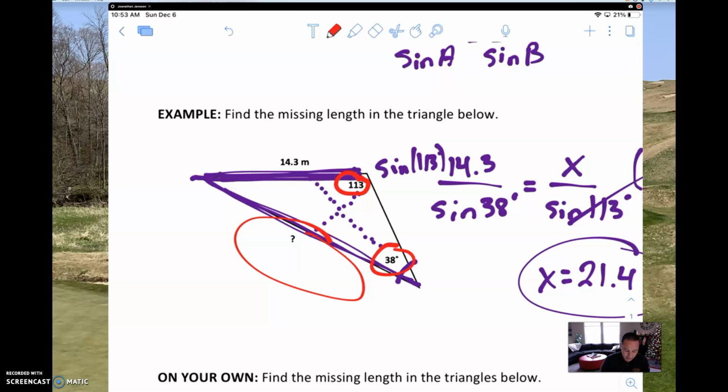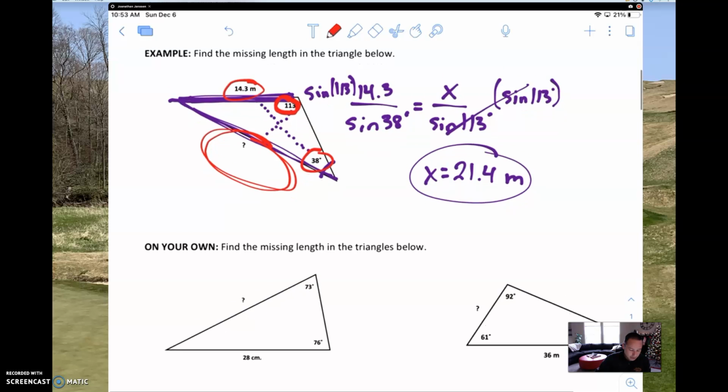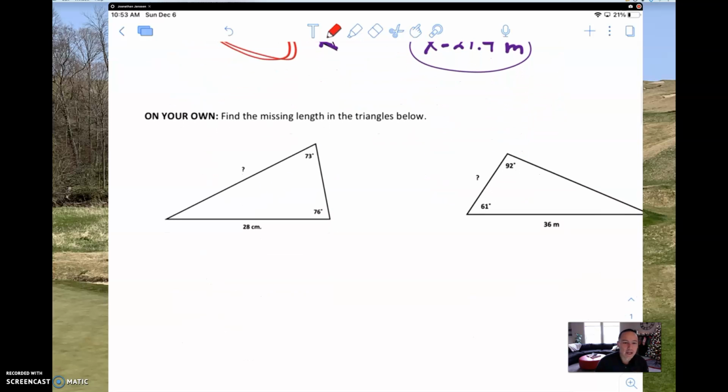So you got this 38 degrees matches with a smaller side length. The bigger the angle gets, you better have a bigger answer. So 113 is bigger, and so you do get a bigger answer, 21.4. Try the next two on your own. So you're going to go ahead and pause this video, and when you are all done and you're confident with it, come on back and I will reveal the answers to you.